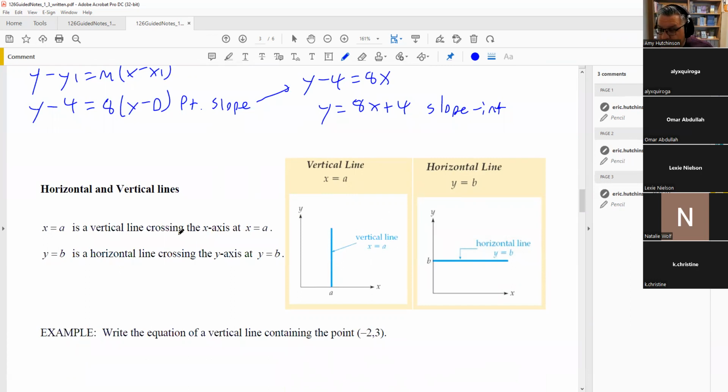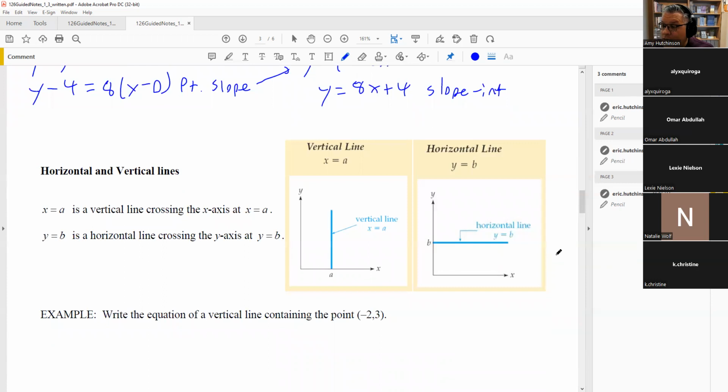For the horizontal line, it starts as y equals, but notice that there's no x in here. It's just something like y equals 4 or y equals 3. It's a horizontal line, and it's going to cross the y-axis at the value of b. And that's the equation for the horizontal line, y equals b. So we have x equals a and y equals b. Those are the two equations for specifically horizontal and vertical lines.